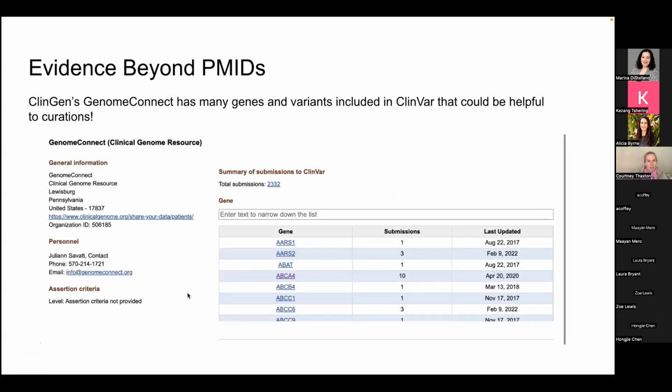Just as a reminder to all of you, you can go for any type of group into ClinGen into ClinVar and look at their submitter list. For Genome Connect, they happen to have a lot of different submissions over several different genes. So it's worthwhile to go look at that and see if there's additional information that you can use.